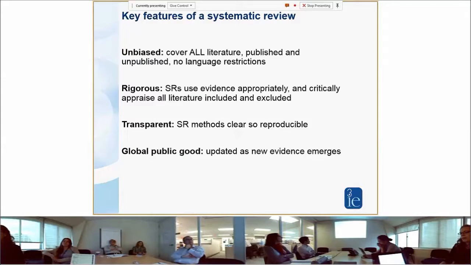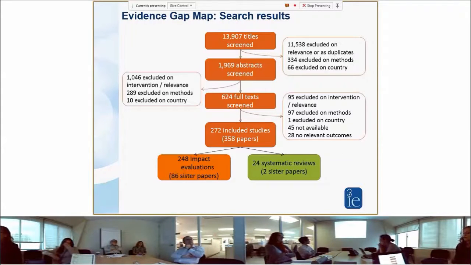Now, the evidence gap maps follow a similar approach to trying to identify evidence. So, like systematic reviews, an evidence gap map will search through a large number of studies to try and identify all possible impact evaluations and systematic reviews that can be included. The evidence gap map of productive safety nets, for that one we've screened through almost 14,000 study titles and abstracts, and we ended up including 248 impact evaluations and 24 systematic reviews.